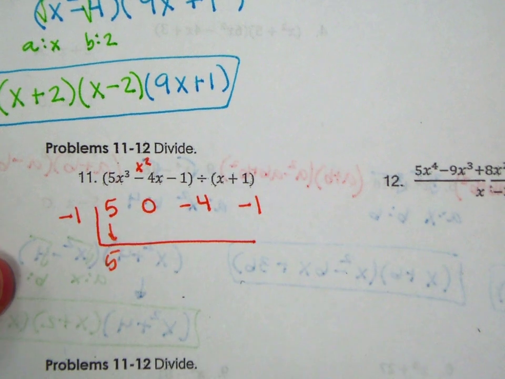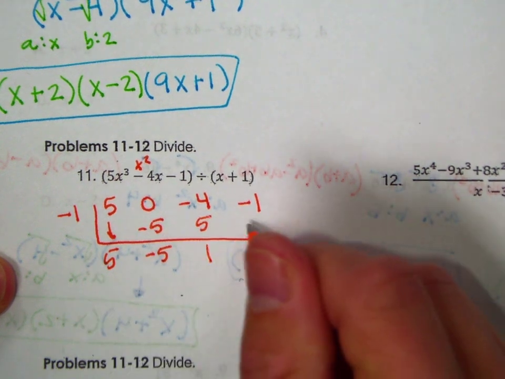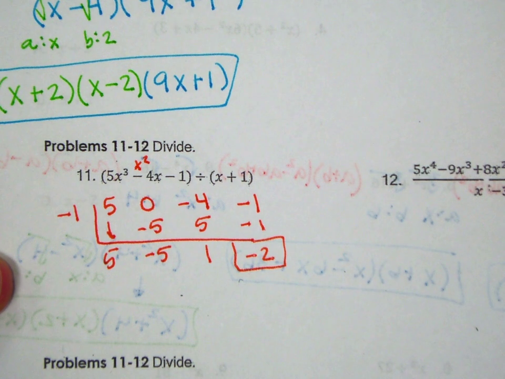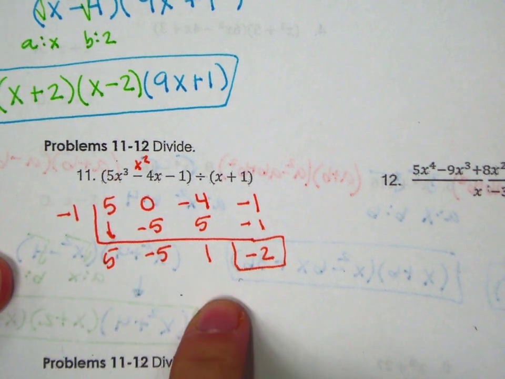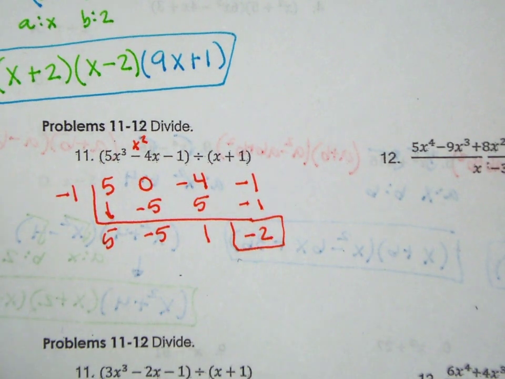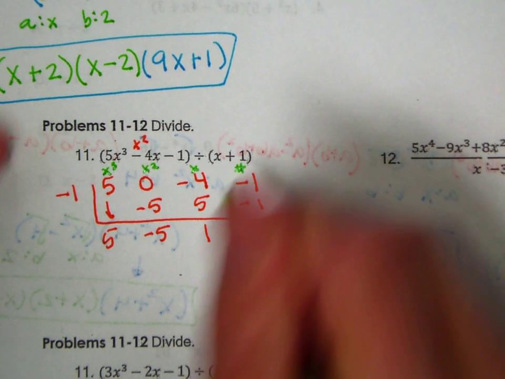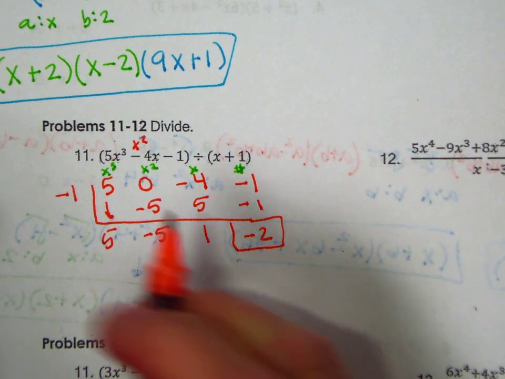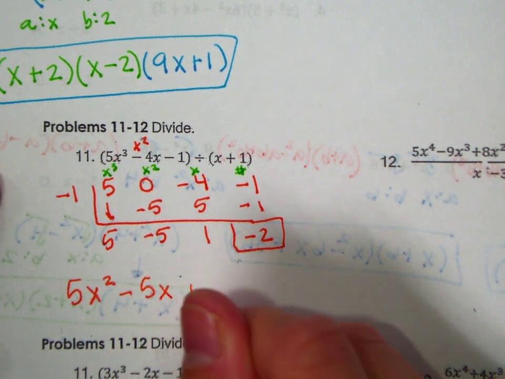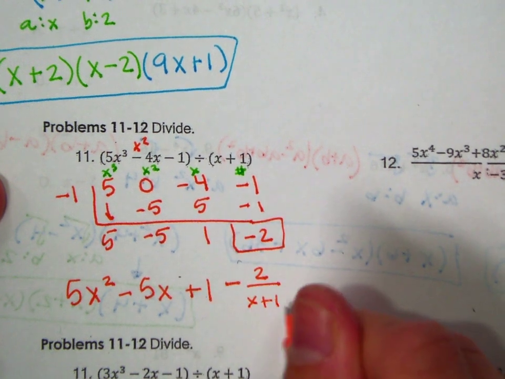All right, so drop the 5, multiply, add, multiply, add, multiply, add, box the last number because it's your remainder. Hopefully I did that right. I think I did. Yep. And then to write your answer, you have to go 1 degree below. So x cubed, x squared, x, number. So we want to go 1 degree below that. So if we started with x cubed, my answer is going to start with 5x squared minus 5x plus 1, and then minus 2 over, and then whatever we divided by, x plus 1.